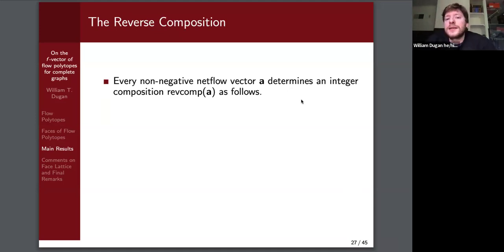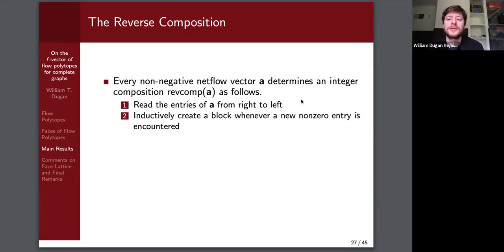Okay, so this is where things start to get a little bit technical, so I apologize, but basically we need 2 definitions in order to state our main results. They're a little bit hard to state, but at the same time, they may look familiar. So the first is this definition of a reverse composition. Given some net flow vector A, we'll define a reverse composition, rev comp A, as follows. We're going to read the entries of A from right to left. We're going to inductively create a block whenever a new non-zero entry is encountered. And then we're going to return the tuple of sizes coming from this list.